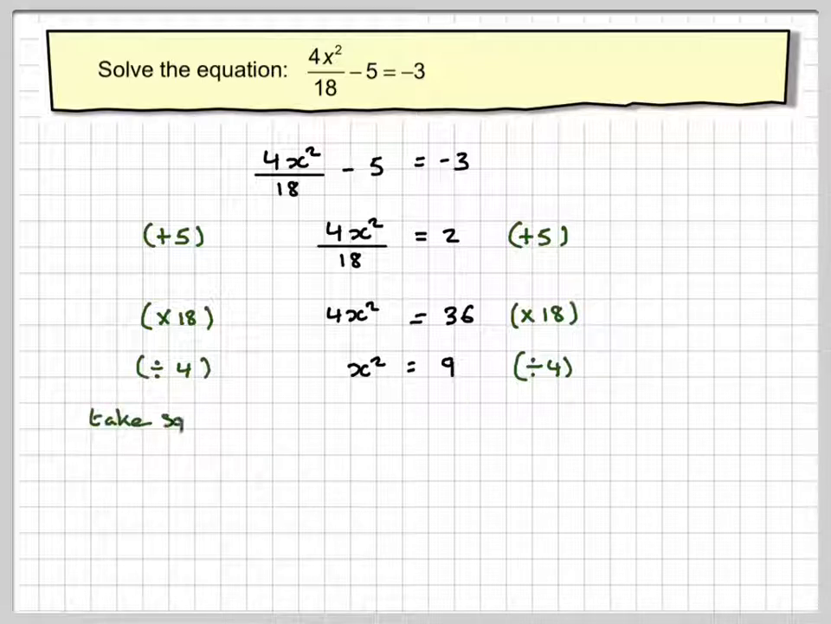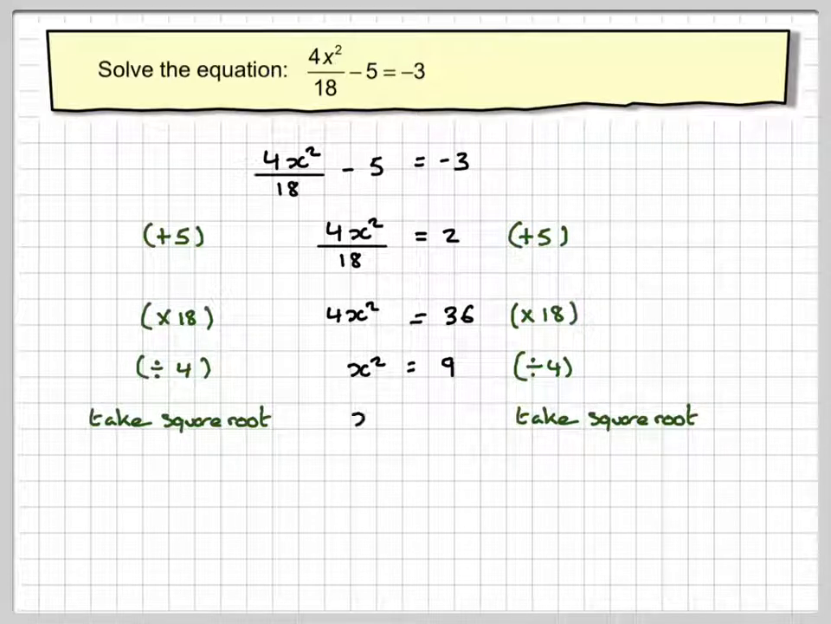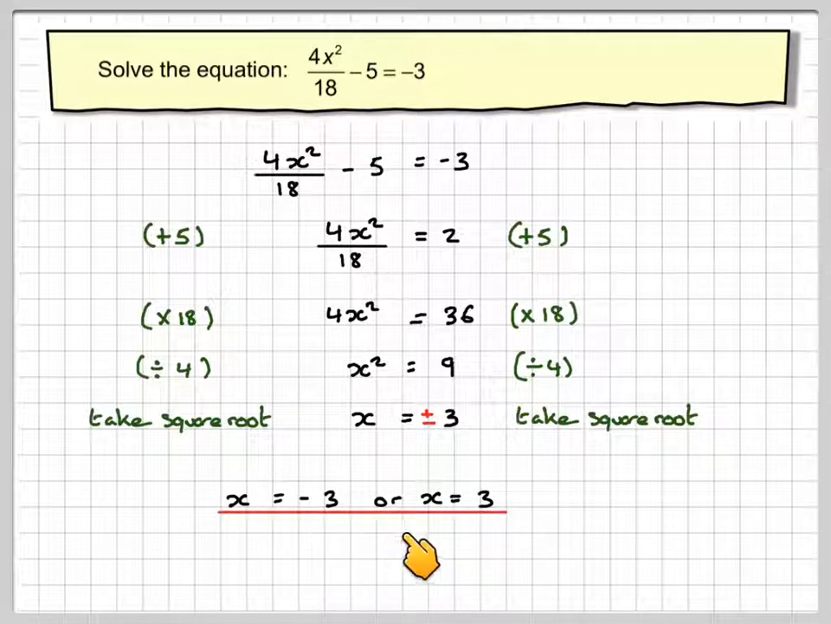So the opposite of squaring is to take the square root. If you take the square root of x squared, you get x. And if you take the square root of 9, you get plus or minus 3. And that's what you've got to remember: there's a plus or minus 3. And therefore we get two solutions: x is equal to minus 3 or x is equal to 3.